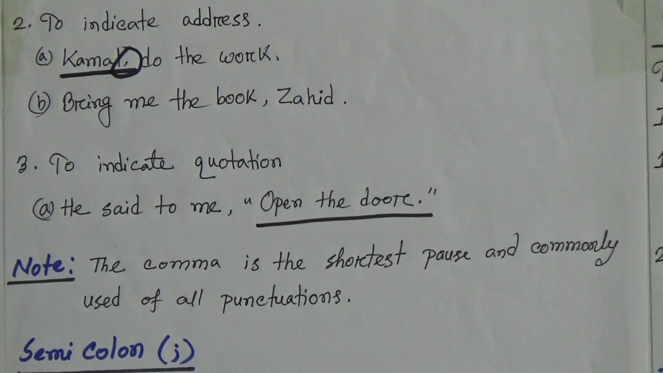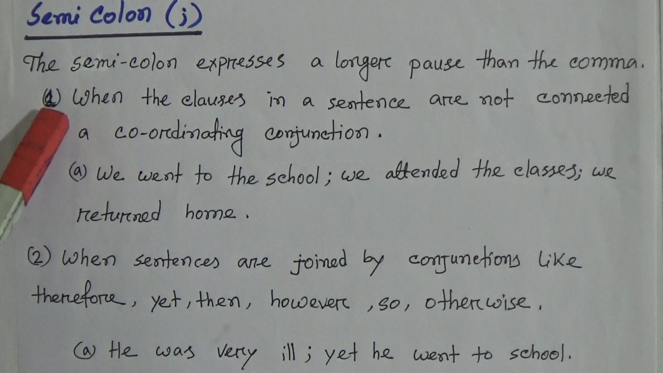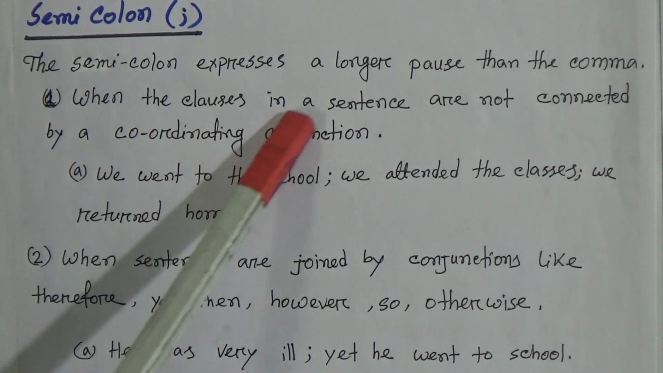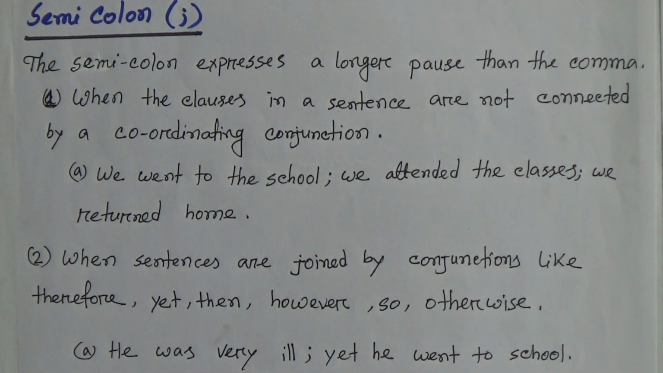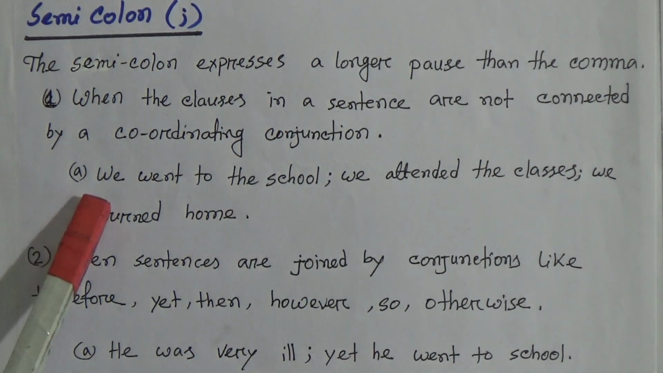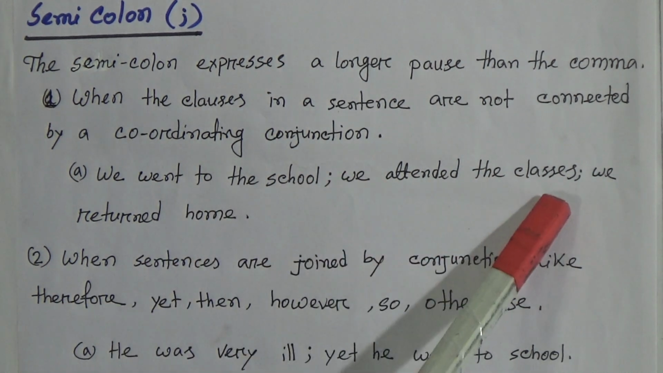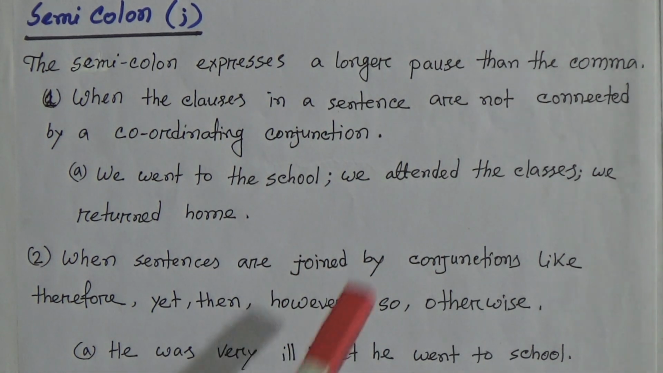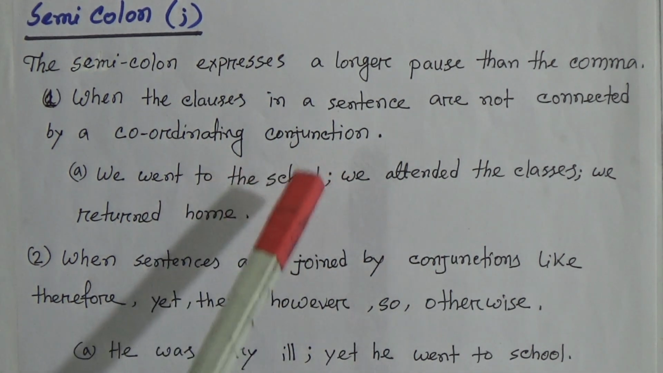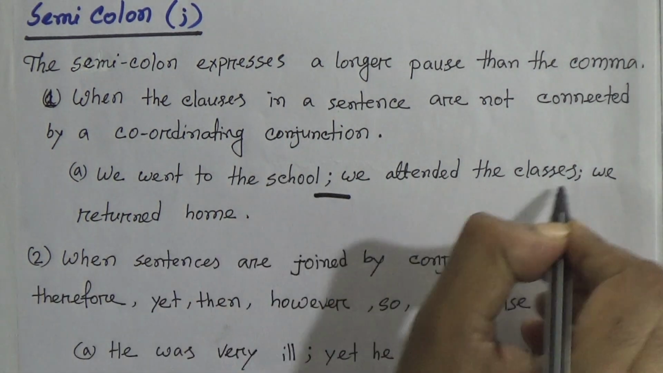Now semicolon. The semicolon expresses a longer pause than the comma. Point number 1, when the clauses in a sentence are not connected by a coordinating conjunction. That means when we avoid conjunctions in a sentence, then we will use semicolon. Suppose, for example, we went to the school; we attended the classes; we returned home. All these are separate clauses connected in a sentence, but there is no conjunction. So instead of conjunction, we have used semicolon here and here.